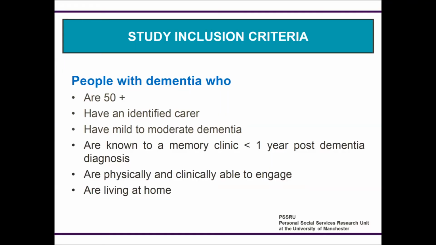By identified carer, we mean the primary person who feels responsible for and supports the person with dementia. The study inclusion criteria do not include people who attend a memory clinic and do not receive a diagnosis of dementia.